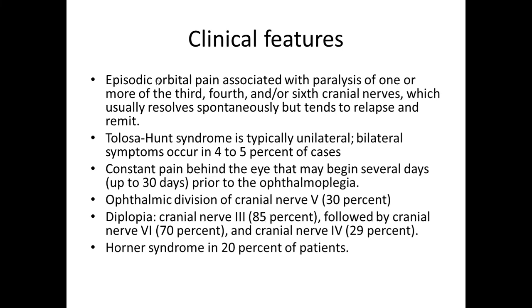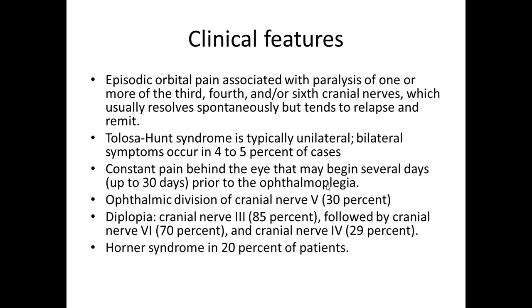As I told earlier, features of orbital Tolosa-Hunt syndrome are episodic orbital pain associated with paralysis of one or more third, fourth, or sixth cranial nerves, which usually resolve spontaneously but tend to relapse and remit. It is typically unilateral, sometimes bilateral, only seen in 4 to 5% of cases.